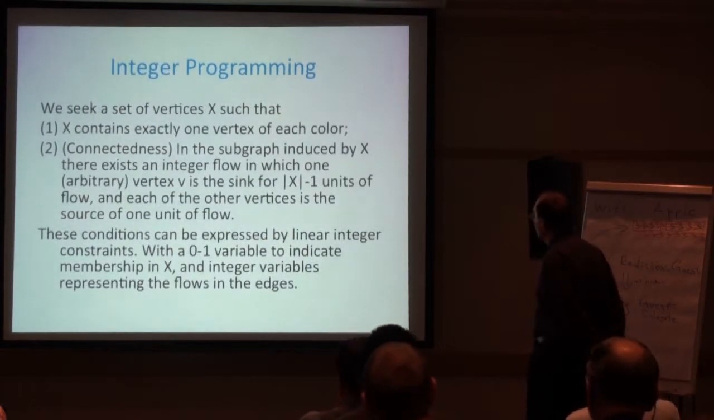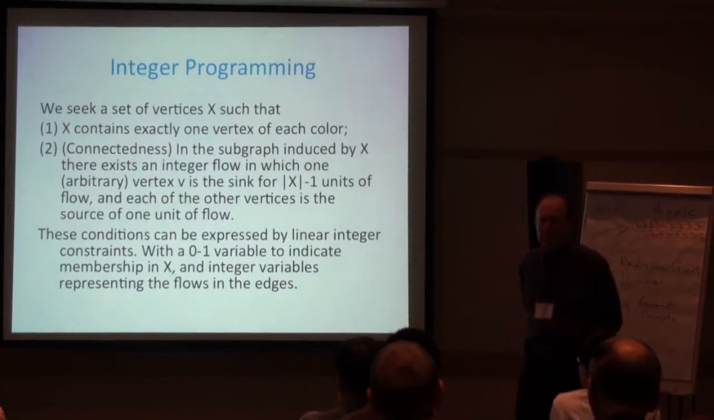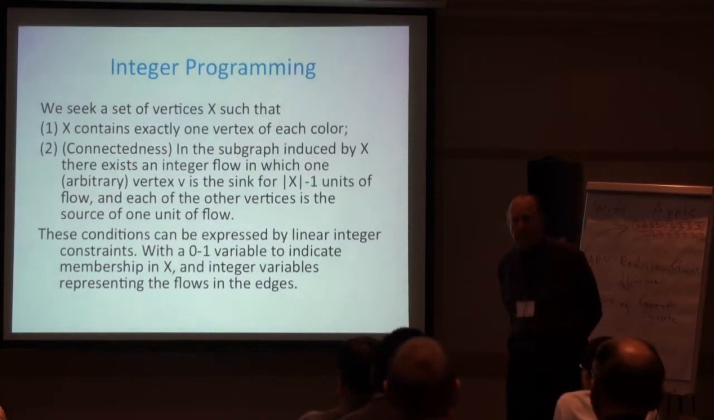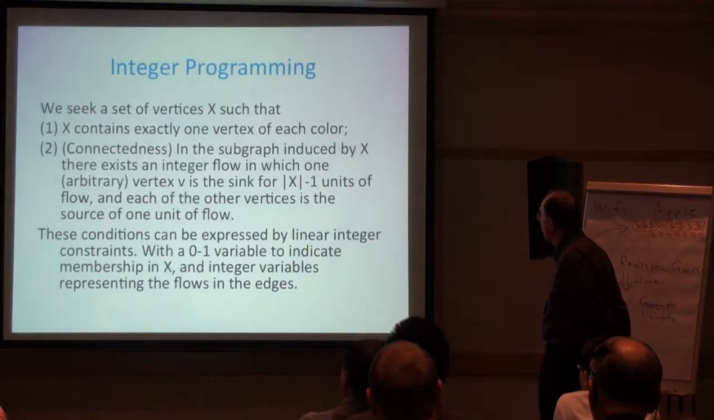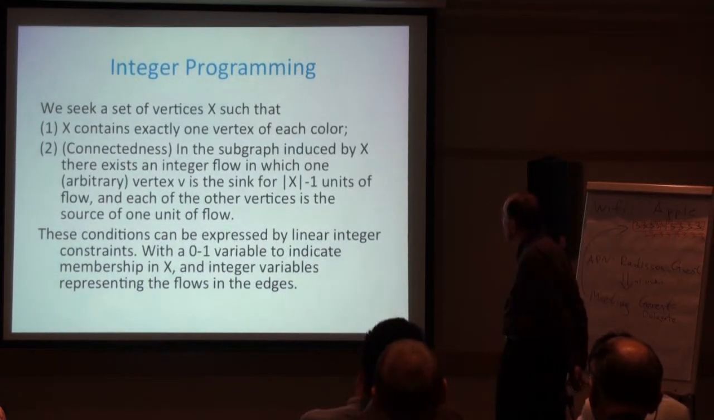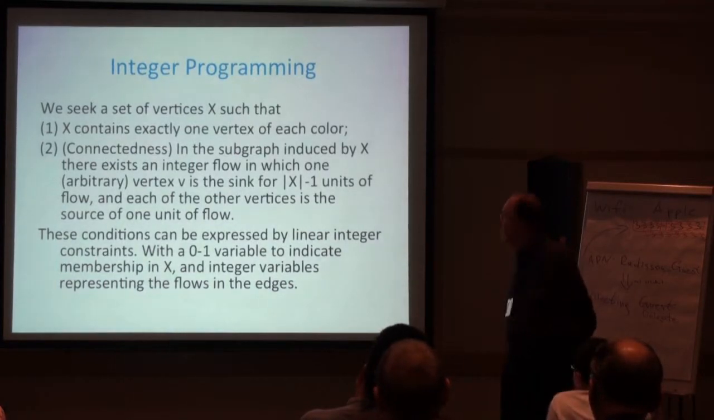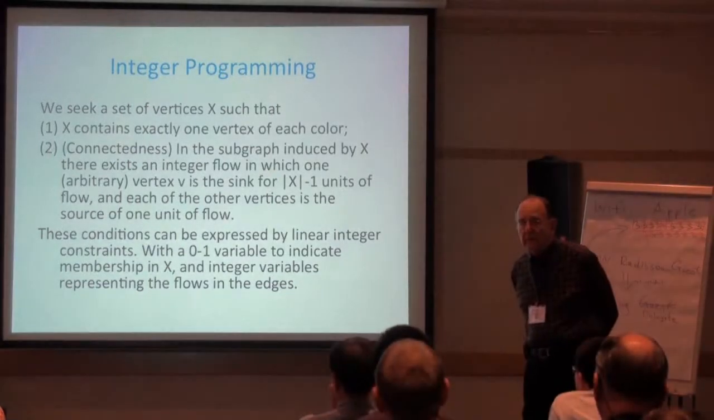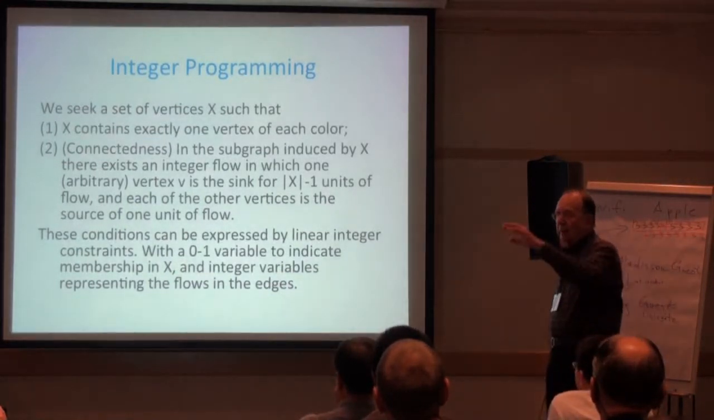A second very clever approach is due to Falk Hüfner, who was a postdoc in the Tel Aviv group with Ron and Roded Sharon and others, which formulates the problem as an integer programming problem. So what are we looking for? We're looking for a set of vertices X, which contains exactly one vertex of each color, and where X induces a connected graph.